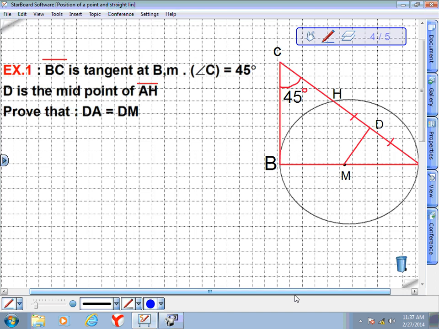In this figure we have BC is a tangent at the point B. Measure angle C equals 45 degrees. D is the midpoint of AH. The required to prove that DA equals DM. We'll see the figure now.